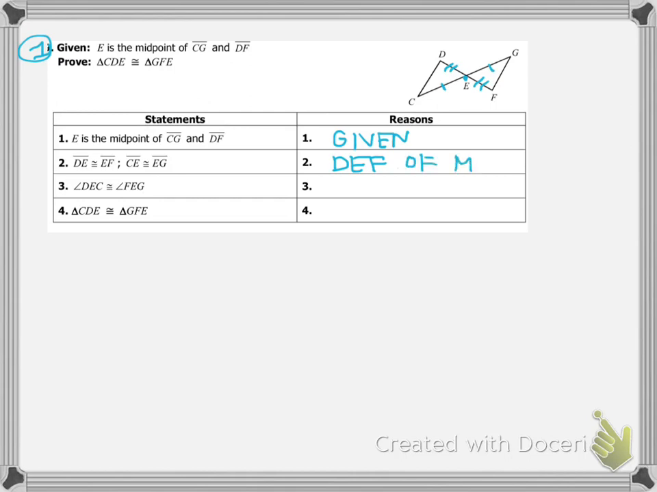Now that means that these are going to be vertical angles inside of here. So that means that the measure of angle DEC is going to be congruent to angle FEG because those are vertical angles. And how did I just now prove that those two triangles are congruent? Because I have a side, angle, and a side.